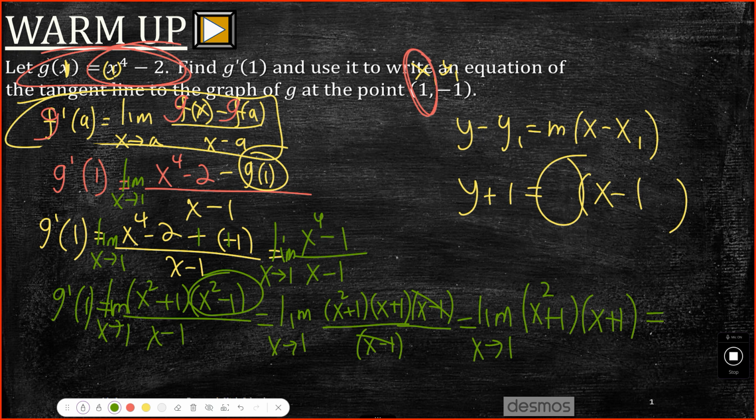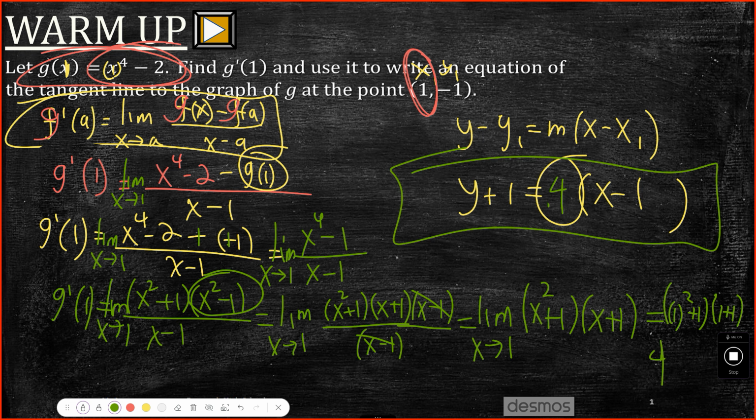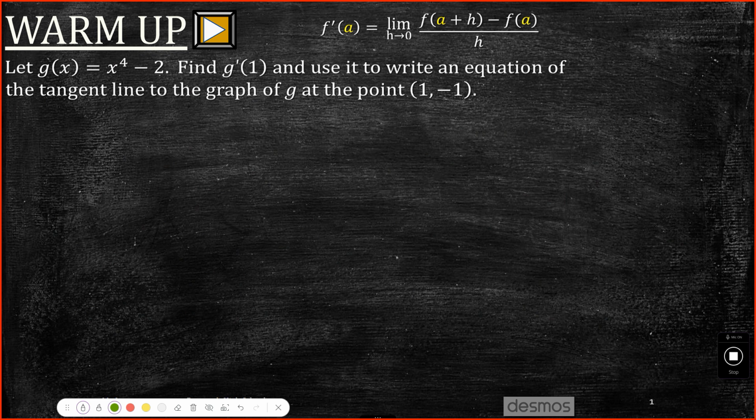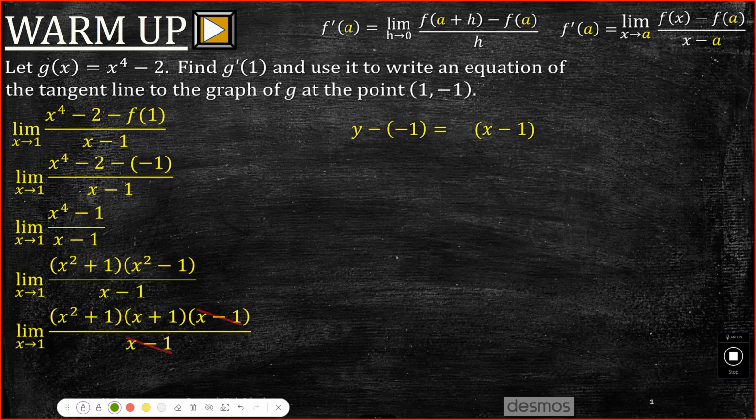So if we plug in x equal to 1, you're going to get 1 squared plus 1 times 1 plus 1. So what is that? That's going to be 1 squared is 1, plus 1 is 2, times 2 is 4. So the slope is 4. The rate of change at that point is 4, and we are done. That should be the slope for the equation of the tangent line at that point. Okay, that would be it for this warm-up.